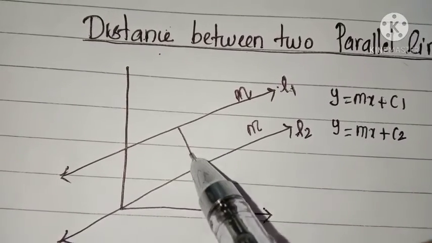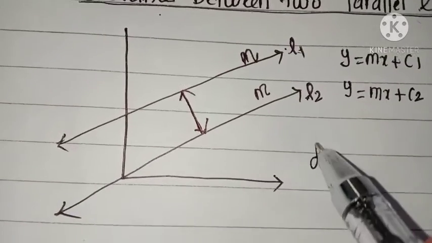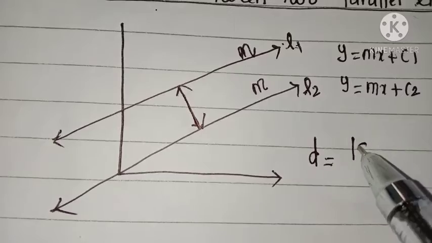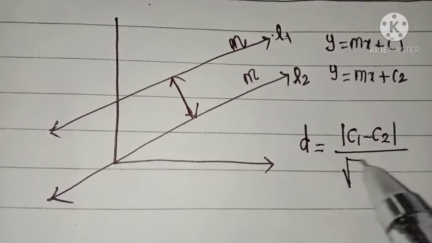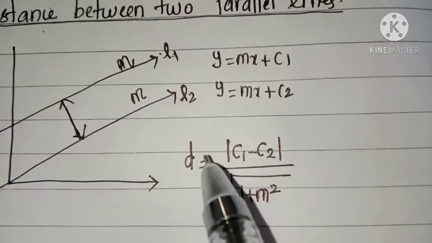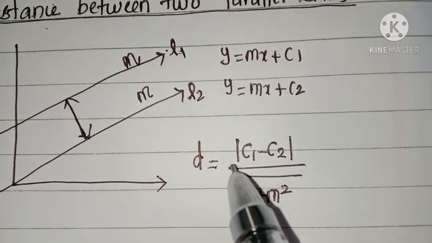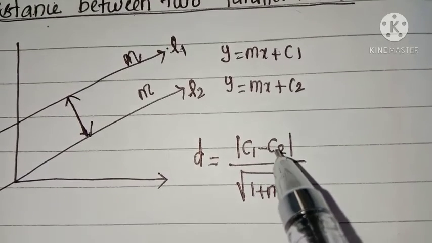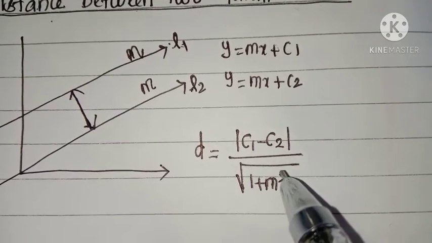Then the distance between these two parallel lines is defined as, listen, d equal to modulus of c1 minus c2 divided by root of 1 plus m square. So this is the distance between two parallel lines. D equal to modulus of c1 minus c2 divided by root of 1 plus m square.